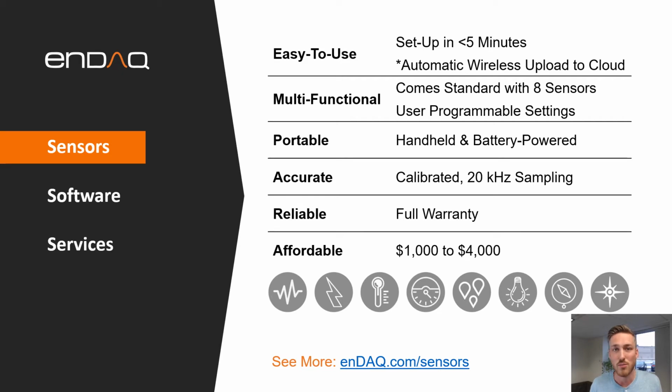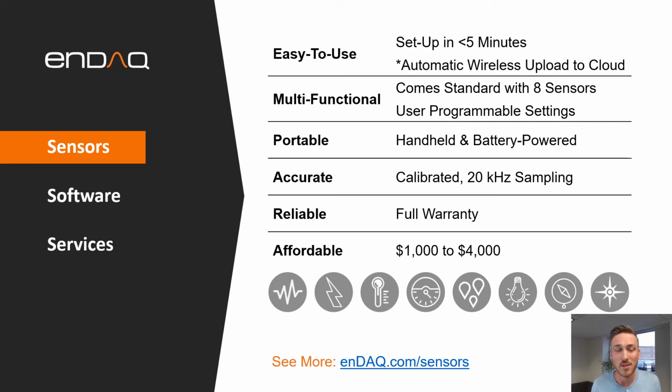Multifunctionality is also really important to us. Every product comes with 8 sensors: vibration, shock, temperature, pressure, humidity, light, rotation, a magnetometer, and we're coming out with a new GPS sensor and microphone as well that will be included. They're also really user programmable, so you, the user of the system, can configure different sample rates, turn on and off sensors, set trigger conditions to wake up at certain thresholds, and really make it tailored to your application.